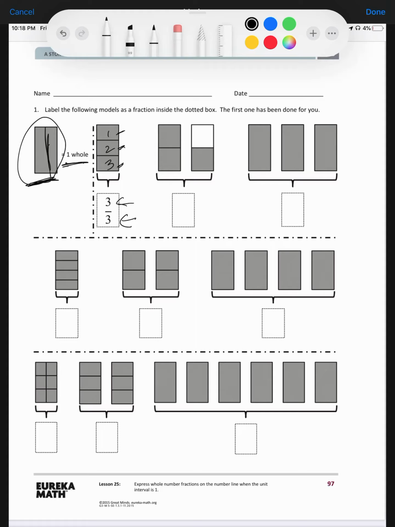Looking at our next one, it's important to remember that you only count the number of pieces in one whole when you're figuring out the denominator. So how many pieces are in one whole? 1, 2. So our denominator is going to be 2. But how many pieces are shaded? Well, more than one whole piece is shaded. So it's 1, 2, 3. 3 pieces are shaded.